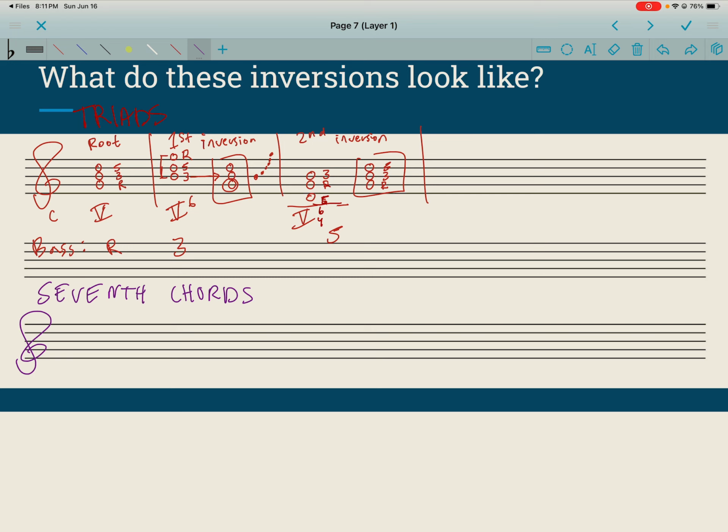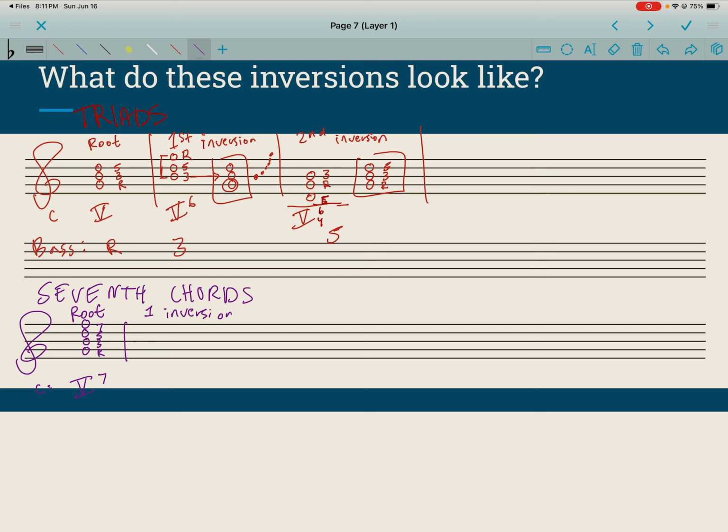So we have the same thing here. If I were to write out the seventh chord, you have G, B, D, and F, right? So that's in root position. Notice our root position, we have just the seventh added. That's the only thing that changes from the triad. Then, if we were to have that root, third, fifth, seventh, right? Now, same thing, first inversion.